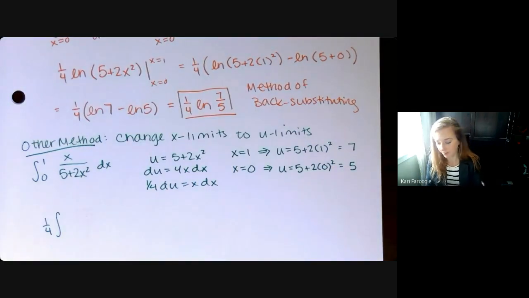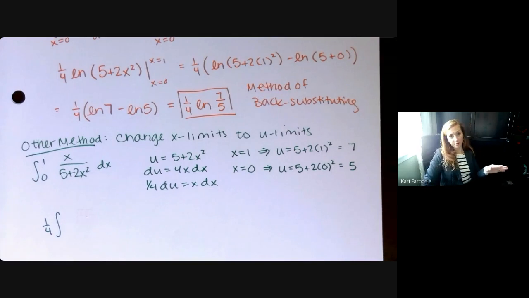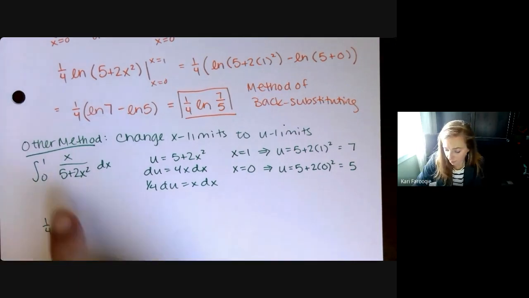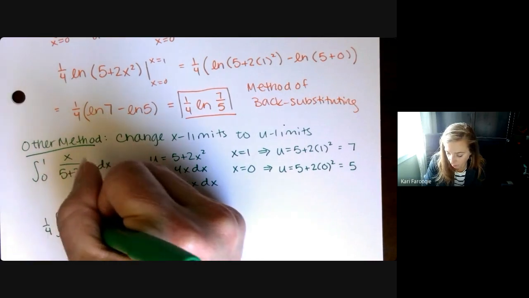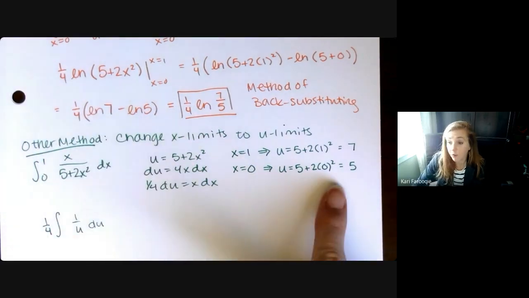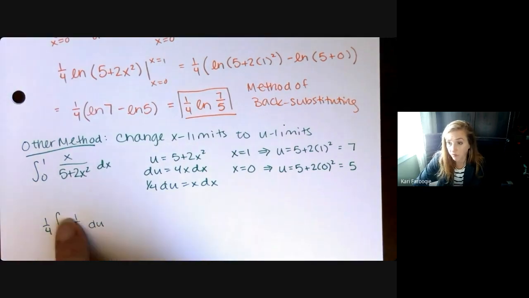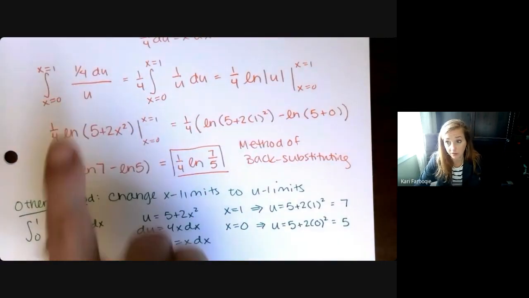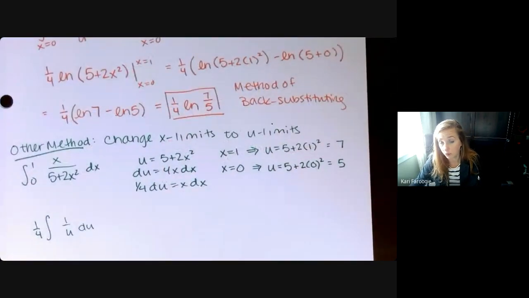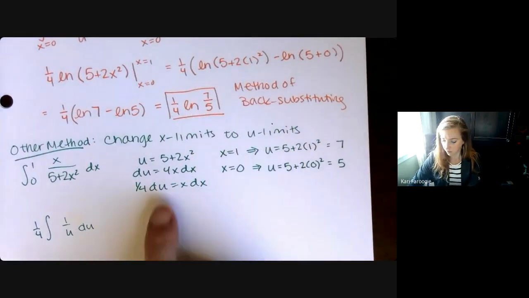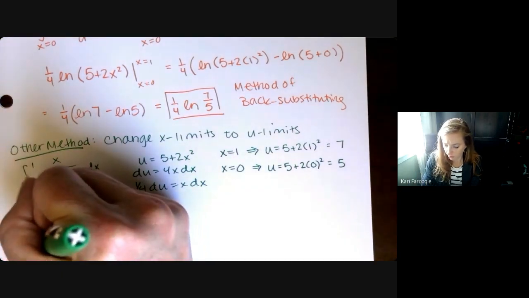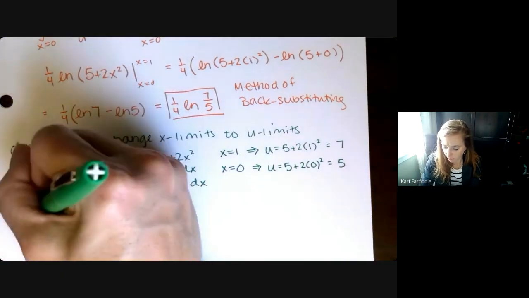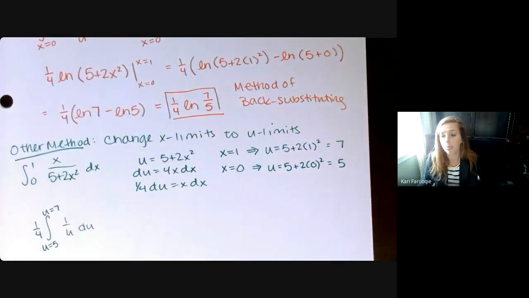1/4 du is x dx. u is the denominator. So I have 1 over u du. And now instead of putting x limits on this like I did previously, I'm going to switch it over to my u limits, and I'm going to have the whole integral written in terms of u. So instead of saying x equals 0 to x equals 1, I'm going to say this is going from u equals 5 to u equals 7.